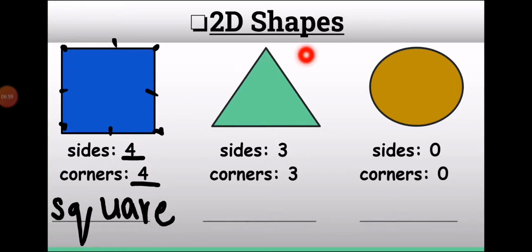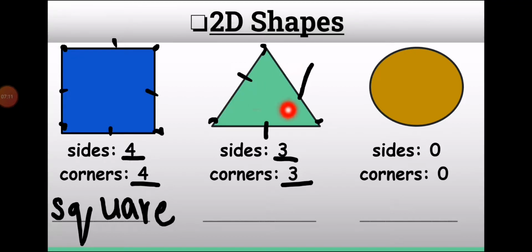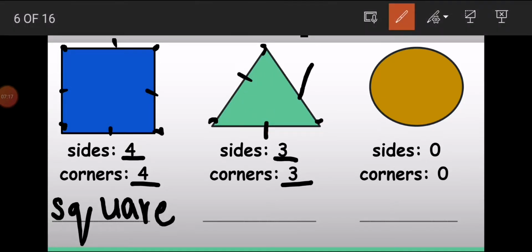Now, the next shape. Look at that shape. Count the sides with me. 1, 2, 3 sides. Count the corners. 1, 2, 3 corners. 3 sides, 3 corners. A closed shape, a flat surface shape, a 2-dimensional shape with 3 sides and 3 corners. It is called a triangle.